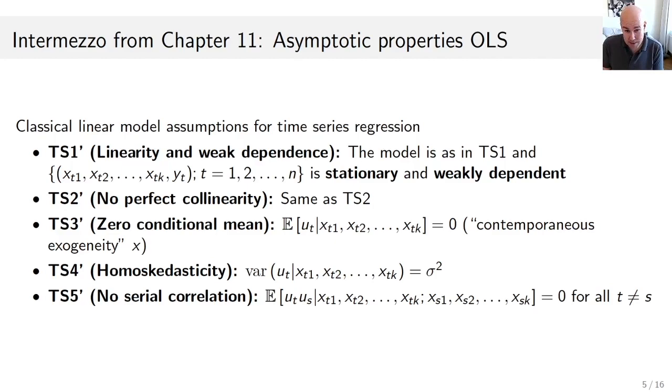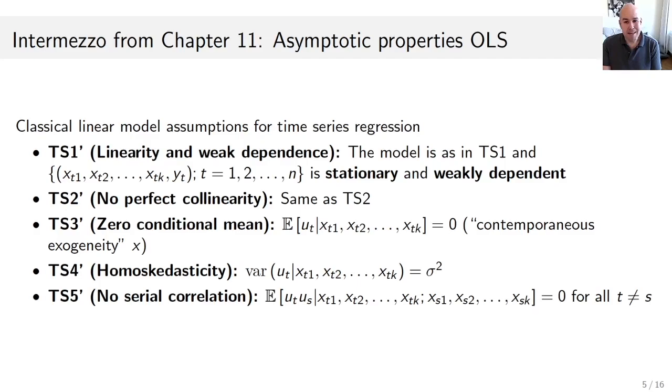and that is no serial correlation. How do we express that here? We condition on x's in two time periods, t and s, two different time periods, and then we say that the expectation of the product of the two error terms in those two time periods, conditional on these x's, is equal to zero. That's our set of assumptions we need for the asymptotics.